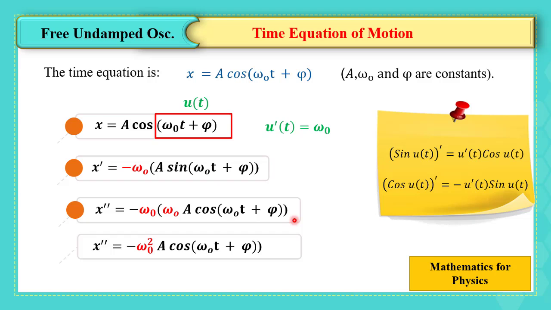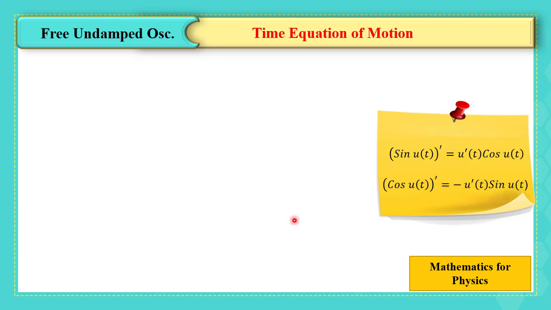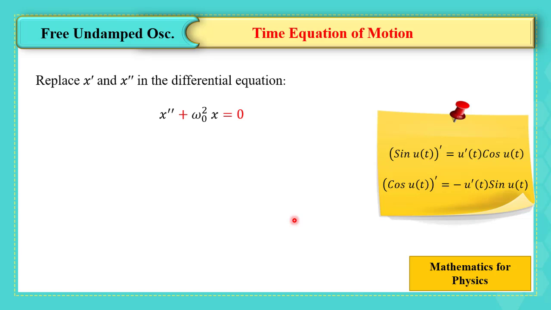The second step now is to replace x and x double prime in the differential equation. So x double prime plus omega 0 squared x equals 0. x double prime is minus a omega 0 squared cosine omega 0 t plus phi, plus omega 0 squared, it is the same, then a cosine omega 0 t plus phi, which is the function x, equals 0.